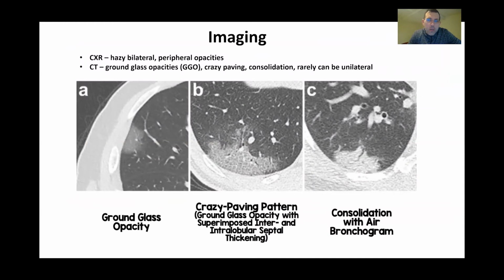So what does this look like on imaging? Well, the chest X-ray shows hazy bilateral peripheral opacities. And with CT scanning, we could see maybe one of three patterns. We can see our typical ground glass opacities, which here we see out in the periphery. We can see what's called a crazy paving pattern. And this is the same ground glass pattern that we saw in the prior image to my left. However, you also will see here this superimposed inter and intralobular septal thickening. And then, of course, you could also see a consolidation pattern. So here's a consolidated lesion with air bronchograms as well.